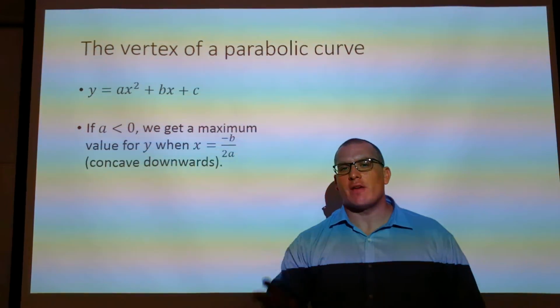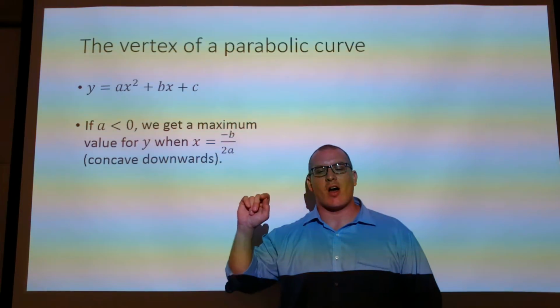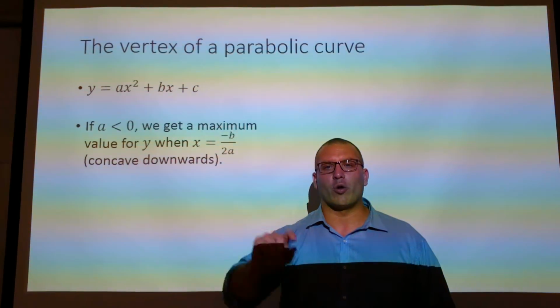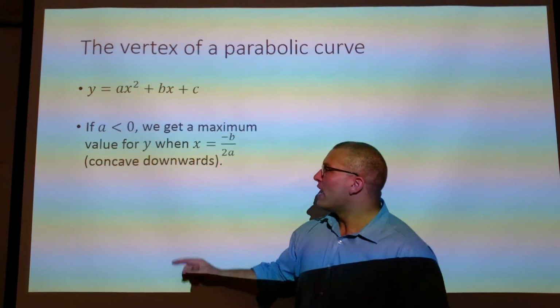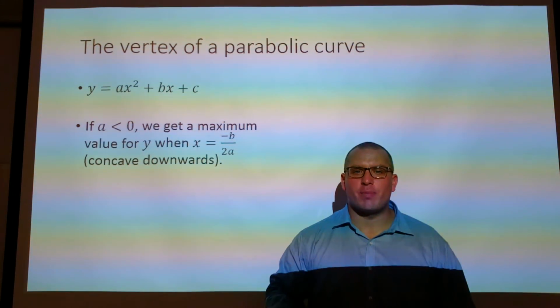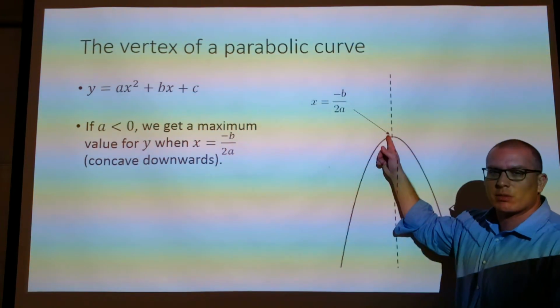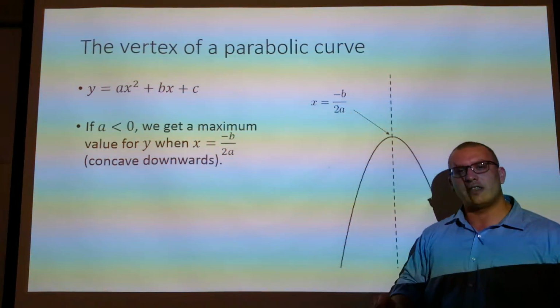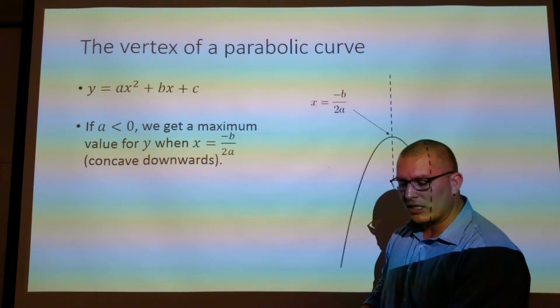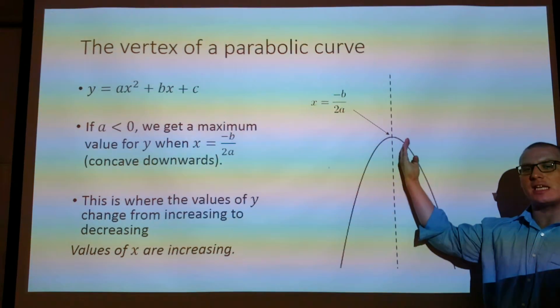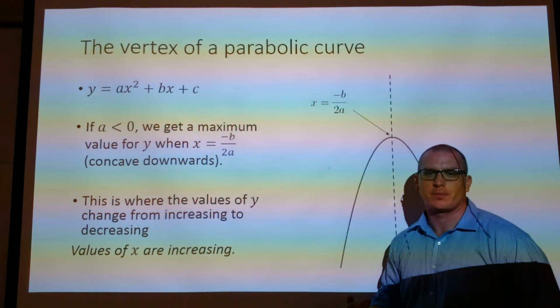Same though, if we look at the same equation again, but now the value of a is less than 0. The turning point, or the vertex, will still occur at x is equal to negative b over 2a. But now it's a maximum turning point, or concave downwards. So this is the point here where the values of y go from increasing to decreasing.